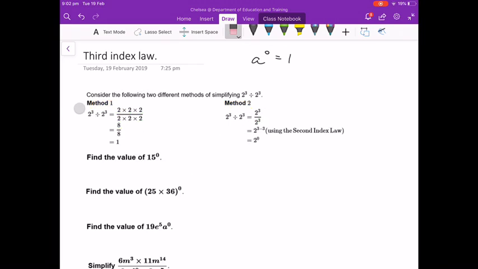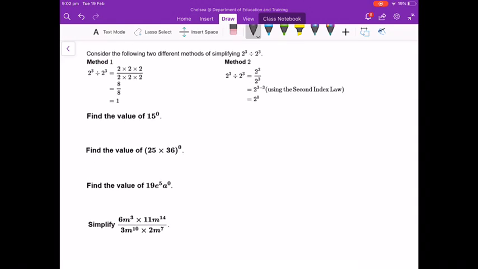I'm going to go through some different examples now that also prove this method and a few tips to be aware of. It says 15 to the power of 0. Now, as previous, 15 to the power of 0 is going to equal 1. Find the value of 25 times 36, all to the power of 0. Because you have brackets there, it actually means 25 to the power of 0 times 36 to the power of 0. If I were to expand it, we know that 25 to the power of 0 is 1, and 36 to the power of 0 is 1, and 1 times 1 is also 1.